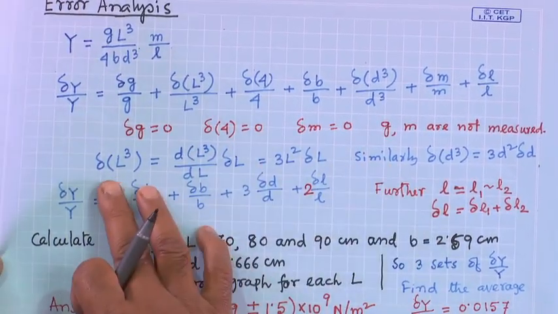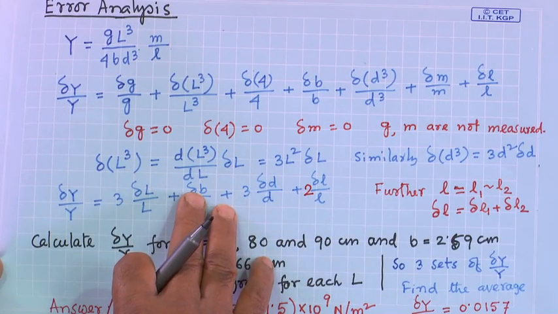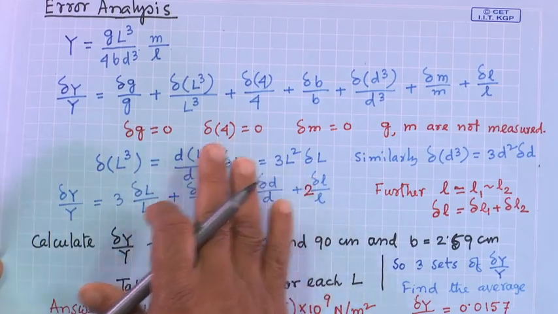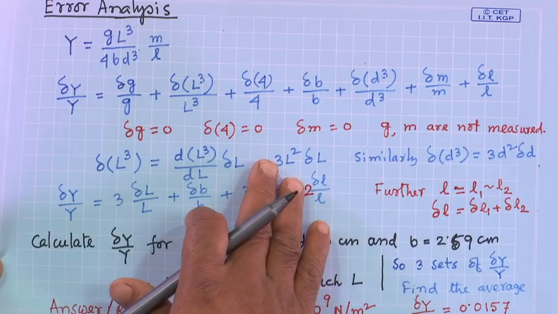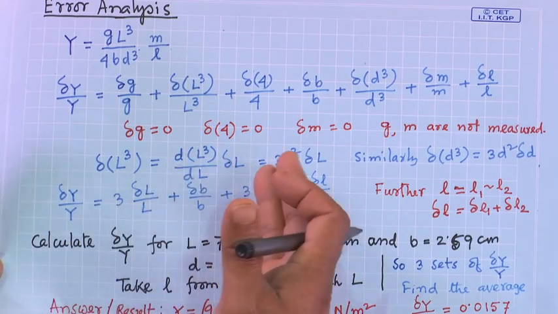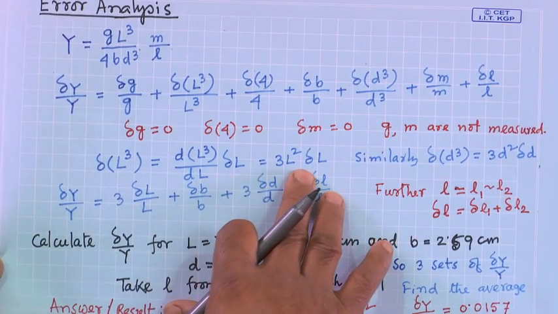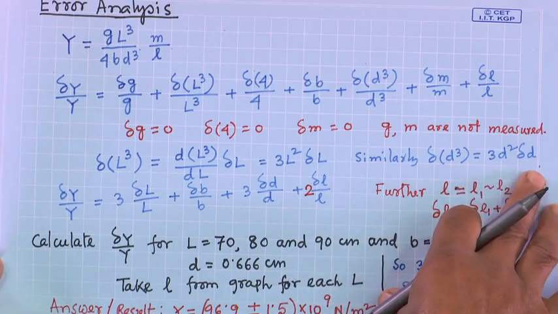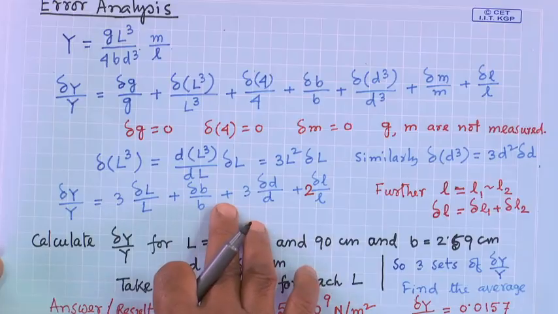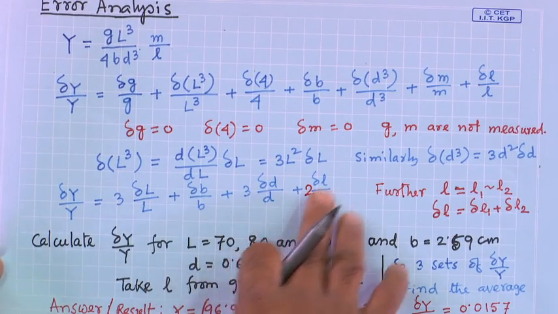Okay. So, now del q: if q is a function of x, then del q equals dq by dx times delta x. That is the rule you have learned. From there you can find this out. Similarly, for d also, the same way. If you put this in here, I can write 3 del B by B plus 3 del D by D plus 2 del L by L.